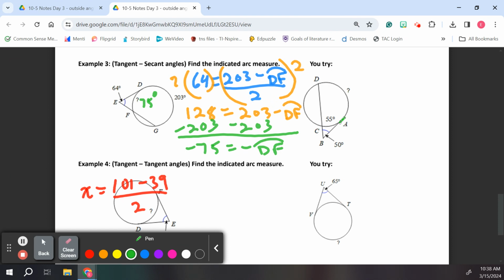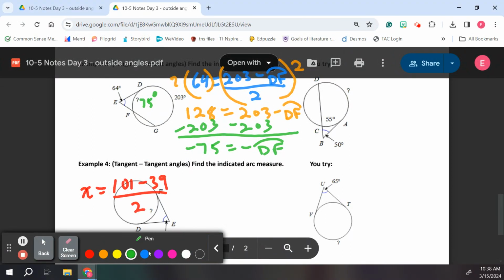Show of hands who's still working on this one. All right, who's got it this time? Let's see. Samira, what'd you get? You got 155? That looks about right. Let's go over it real quick.